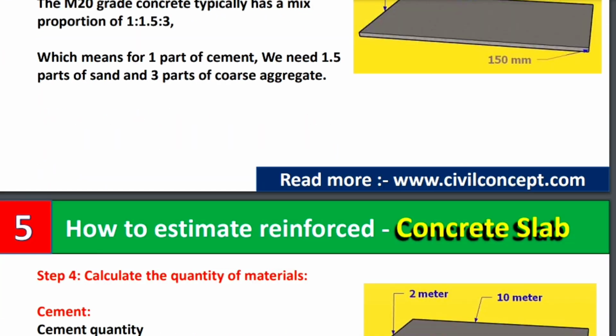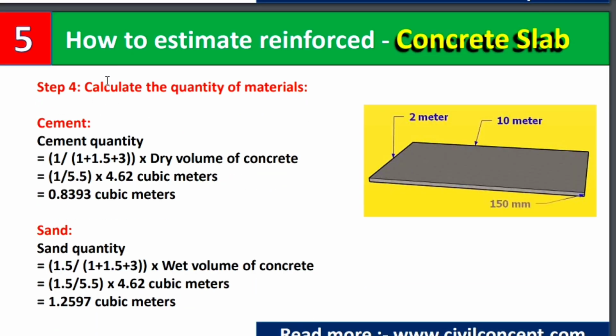Okay, so let us move toward our step number 4 and final step. So in final step, we will calculate the quantity of materials like cement, sand and aggregate. Okay, so the formula for calculating the cement quantity is 1 divided by 1 plus 1.5 plus 3. Guys, this is the part of cement. Okay, so we have already assumed 1:1.5:3, because we are using M20 grade of concrete. So 1 part of cement divided by total sum of the mix ratio. Okay, so mix ratio was 1 plus 1.5 plus 3. Okay, so 1 divided by sum of all mix ratios into dry volume of concrete.